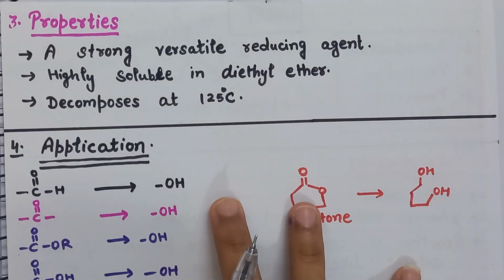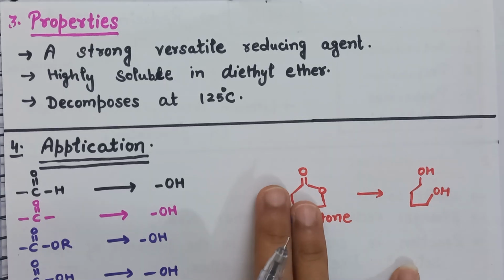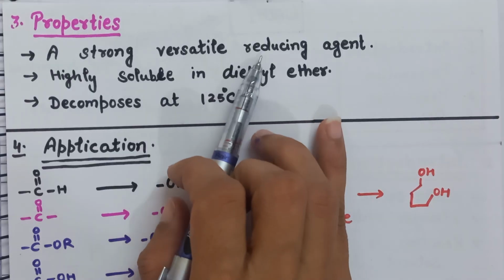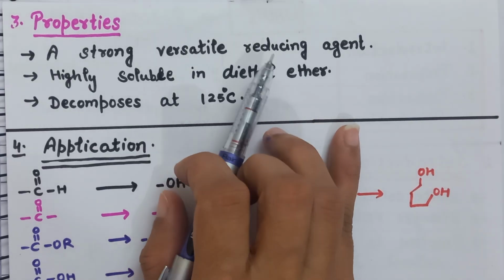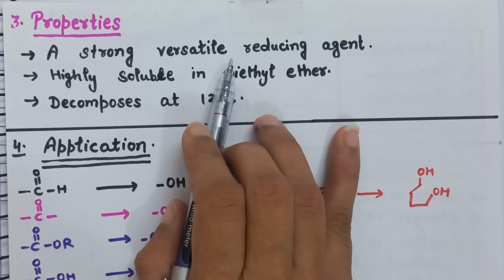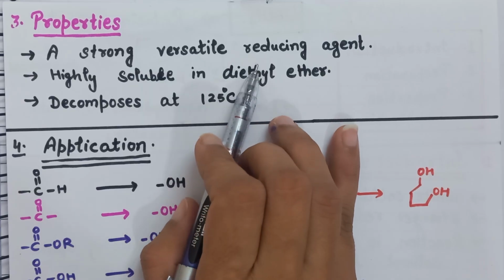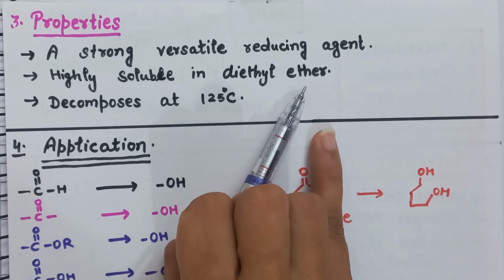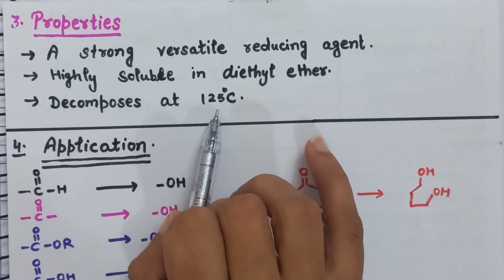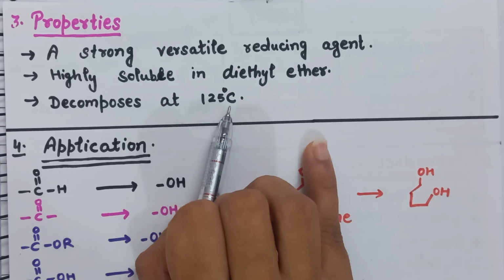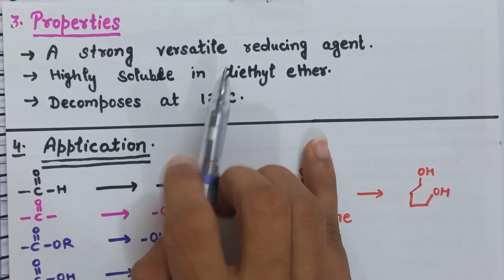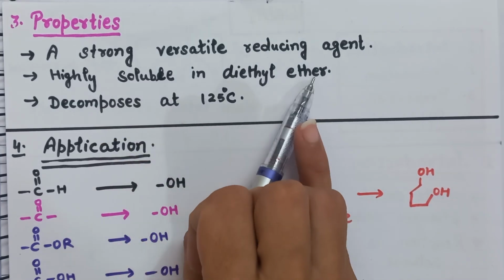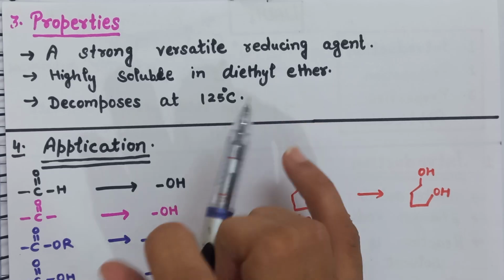Next, we will discuss the different properties of lithium aluminum hydride. It is a very strong, versatile reducing agent. Why do we call it a versatile reducing agent? Because it can reduce a variety of functional groups. It is highly soluble in diethyl ether and decomposes at a temperature of 125 degrees Celsius. So it is a very versatile reducing agent, and its reactions are carried out in anhydrous ether, as it is highly soluble in ether.